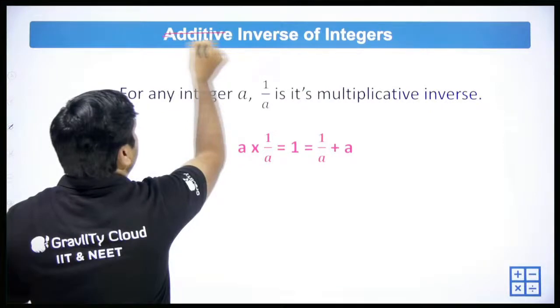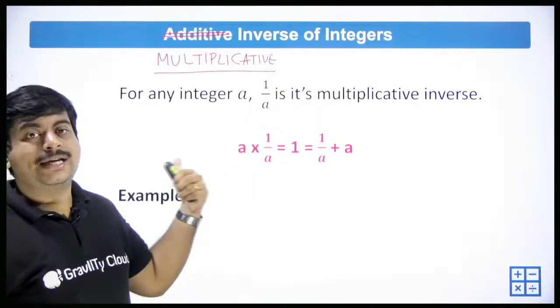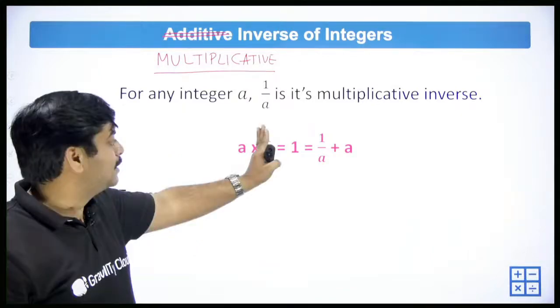This is a multiplicative inverse. That means we are multiplying. Additive inverse we have already discussed. For A it is minus A. Here, for a multiplicative inverse, for the number A, you need to multiply with some number so that you can get 1 back. In additive, it is 0. In multiplicative, it is 1.